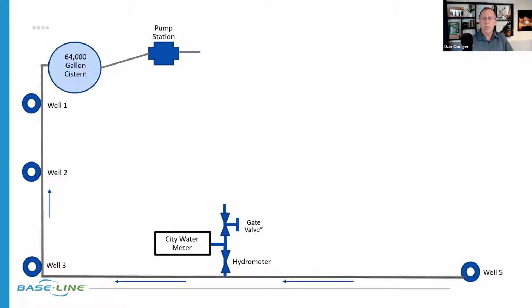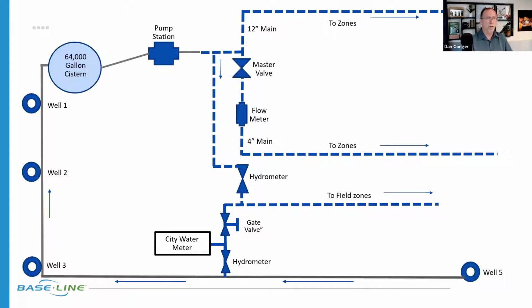And then this all feeds this one cistern. That cistern is what supplies the pump station. And then the pump station is what brings the water onto our main lines, right? Some of our main lines are landscape zones and some of them are the big rotor zones. We have different size main lines. We've got a 4-inch and a 12-inch main line. That was kind of the layout of what they have there on the site.